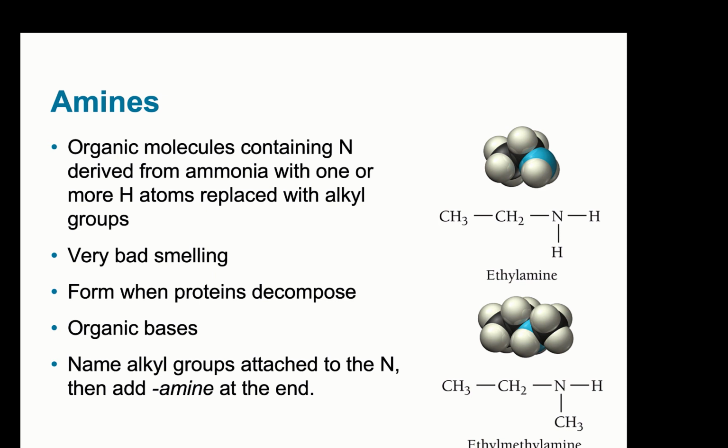Okay, so moving on, talking about amines. Amines mean one or more alkyl groups on nitrogen atoms, or on ammonia, and usually you name the alkyl groups by the ones attached to the nitrogen. So here, the first one, this is ethylamine, and then the second one here, ethylmethylamine. So you have an ethyl group and a methyl group. And like I said, these are really, really badly smelling.